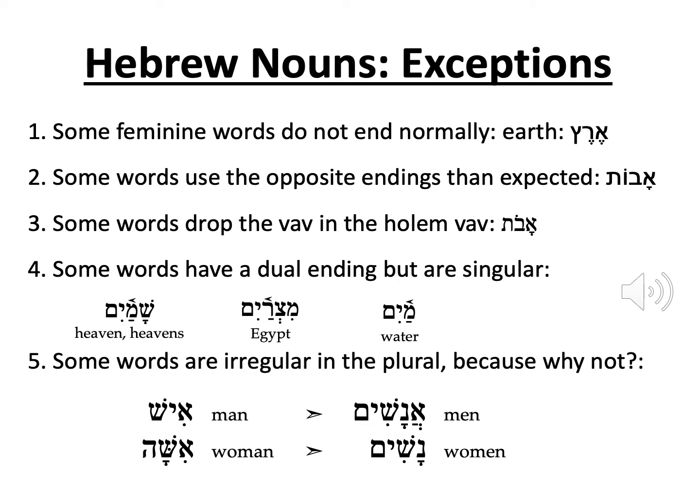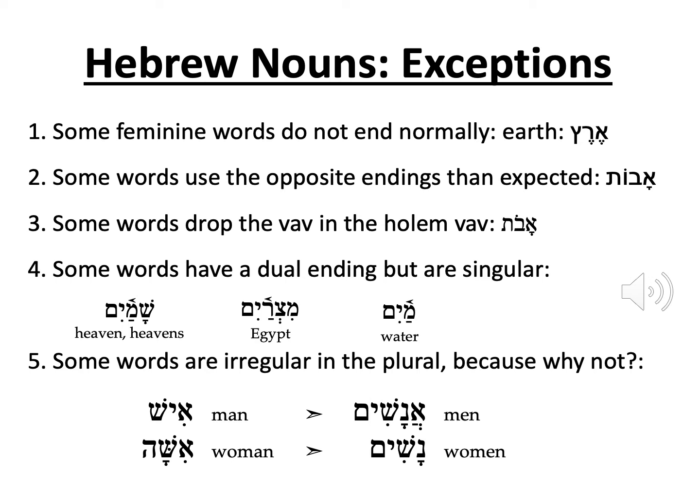A fourth exception is that some words will always have a dual ending. The 3 most common being Egypt, which technically actually did used to be 2 kingdoms, north and south, and then waters and heavens. Why waters and heavens are dual, I couldn't tell you, but they are always written that way. We translate them, however, based on context as singular or as plurals. Heavens, waters, the sea, Egypt, etc.